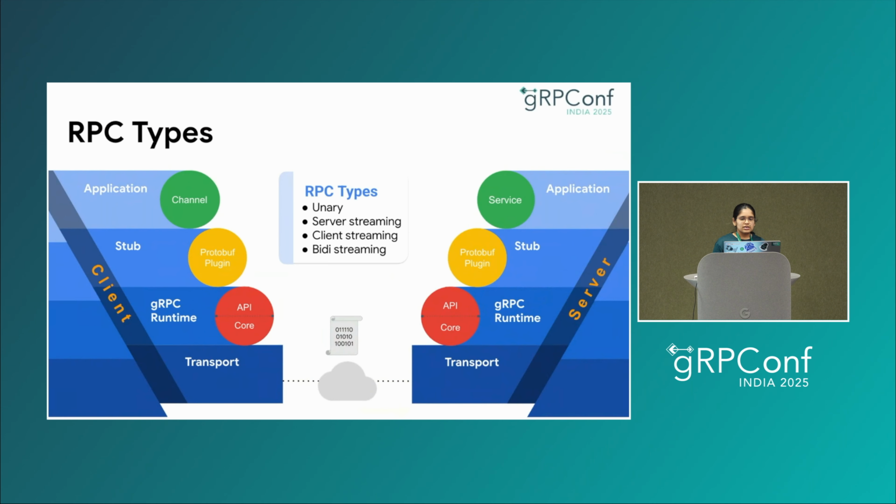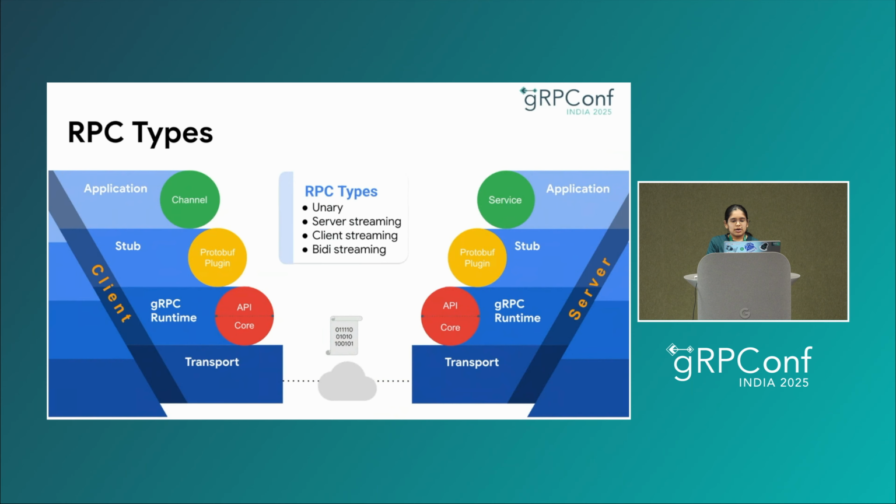Second, we have the server streaming, where the client sends a single request to the server and the server responds with multiple responses. Similarly, we have client-side streaming, where the client sends multiple requests and gets back a single response. And finally, the bi-directional streaming, where both the client and server can send independent streams to each other.